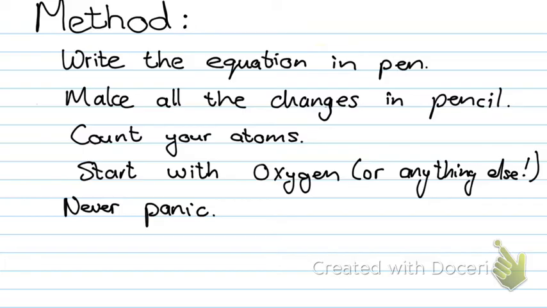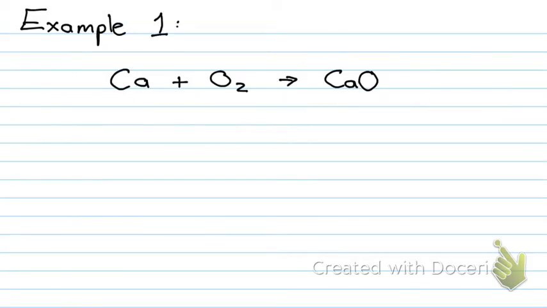So let's have a look at what we need to do when we are balancing an equation. Remember, first thing that you need to do is write the equation down in pen. That allows you to make any changes and calculations in pencil, so that if you make a mistake, you can just erase it. Remember to count your atoms on both sides. I recommend starting with oxygen, but you're allowed to start with anything else. Because remember, never to panic. There is a solution. Let's have a look at example number 1.